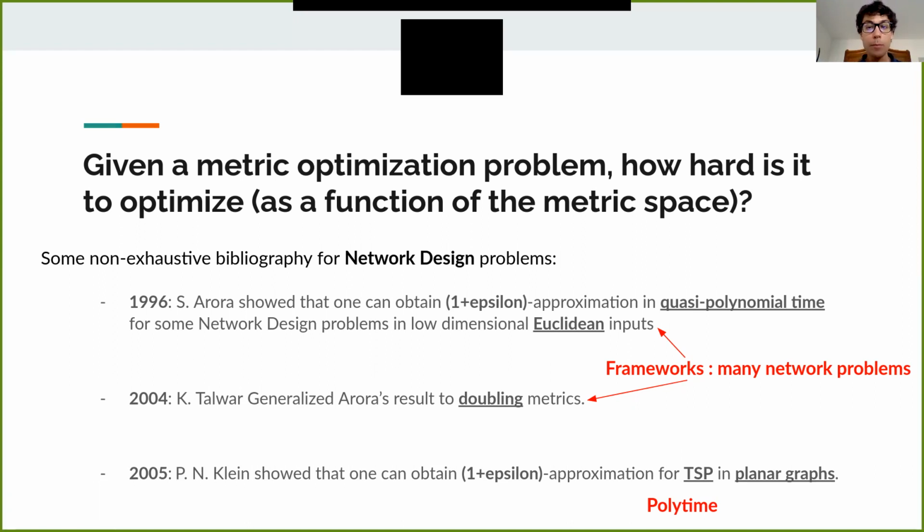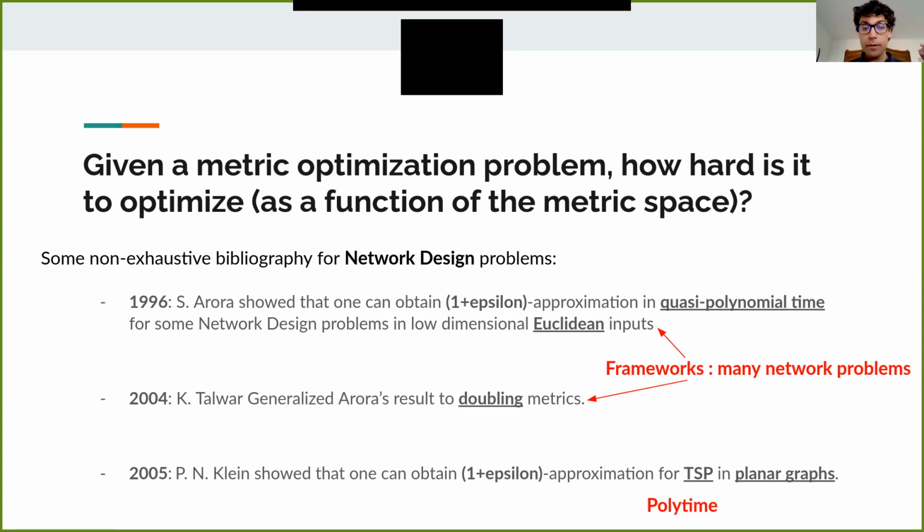So in fact, you can get one plus epsilon approximation schemes, but the running time is going to be quasi-polynomial as a function of the dimension and so on. So it's not, you know, polytime, but it's quasi-polytime, 1 plus epsilon, but it works for many, many problems, and it works for Euclidean inputs and was generalized by Talwar to doubling metrics. So it's a general framework that gives you a very specific way of solving the problems.